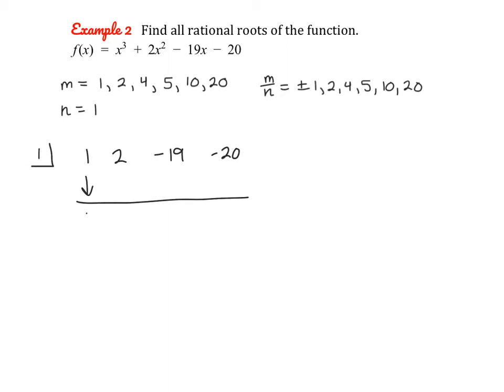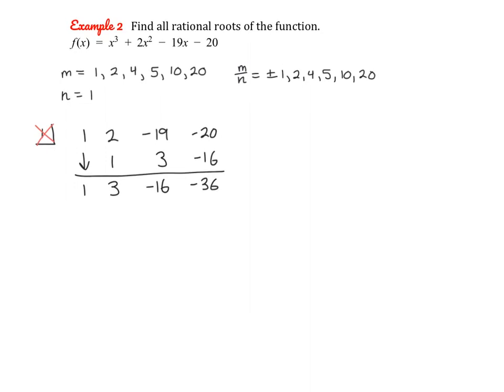So let's start our process. So drop the first number, and then we multiply and add, and then we multiply and add, and then multiply and add. So this has a remainder of negative 36. So 1 is not an option. Okay, so let's try another one. Let's say we try negative 1.